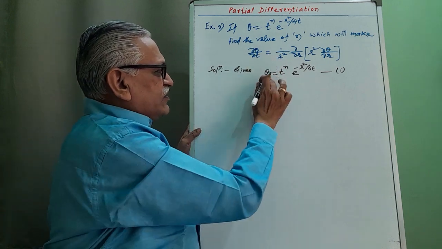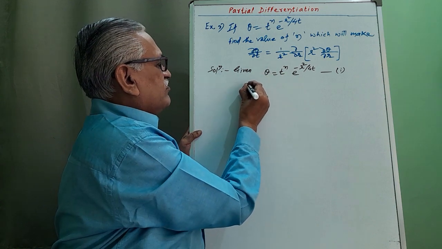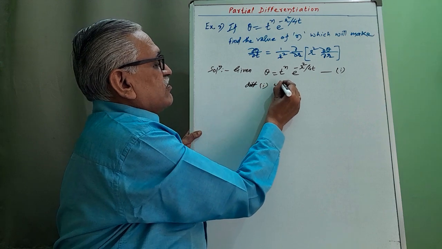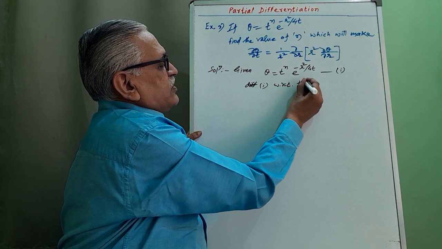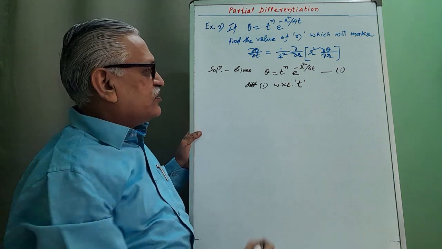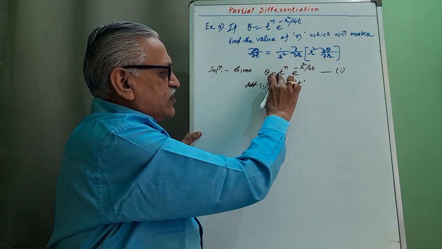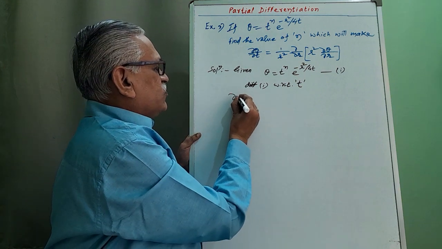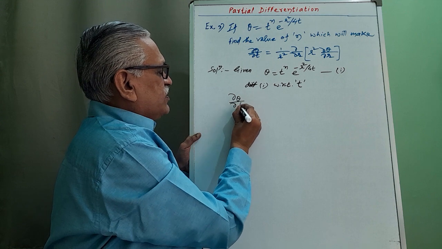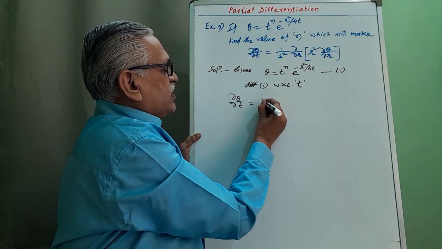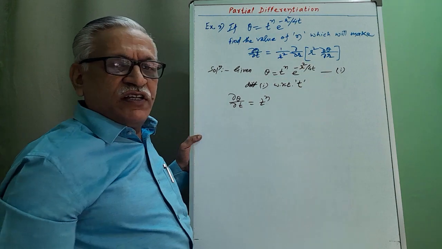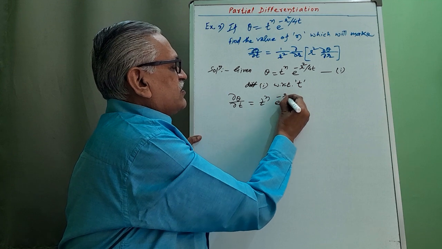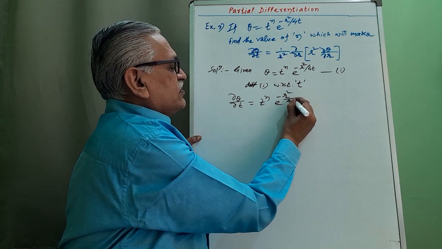Therefore, differentiating with respect to t, keeping r constant. Here it is a function of t. The second term also contains a term of t. Therefore, we have to apply the product rule, UV rule, to get the value of dou theta by dou t. First term t raised to n. Derivative of e raised to x is e raised to x into x dash. As per that, it is e raised to minus r square by 4t, chain rule.